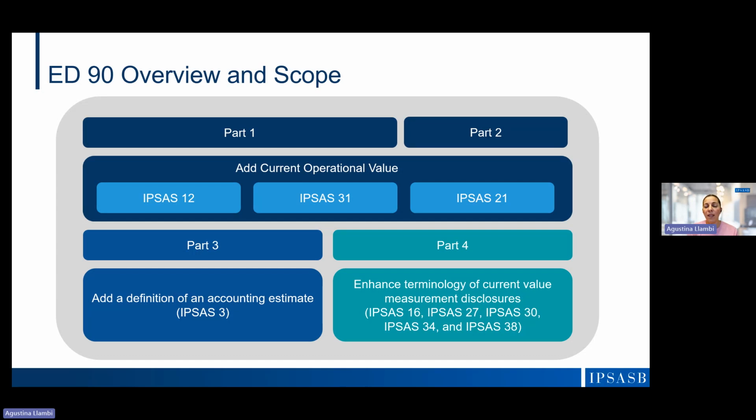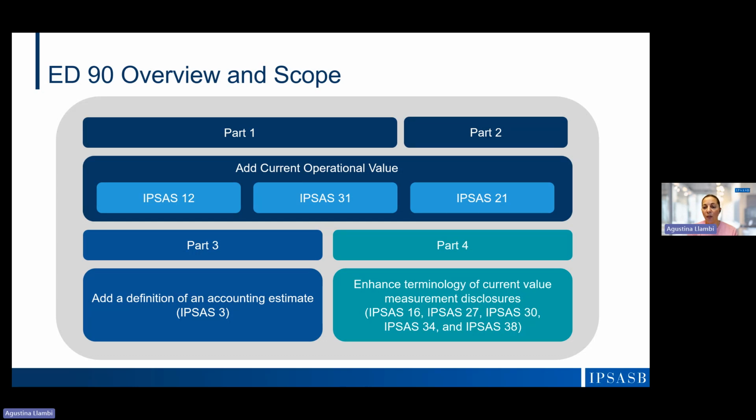Additionally, the IPSASB looked at IPSAS 21, which is impairment of non-cash generating assets, and considered whether current operational value should replace the existing measurement there, which is value in use. And the conclusion from the IPSASB is that that should be the case. This is, at a pretty high level, what is proposed in part one and part two of the exposure draft.